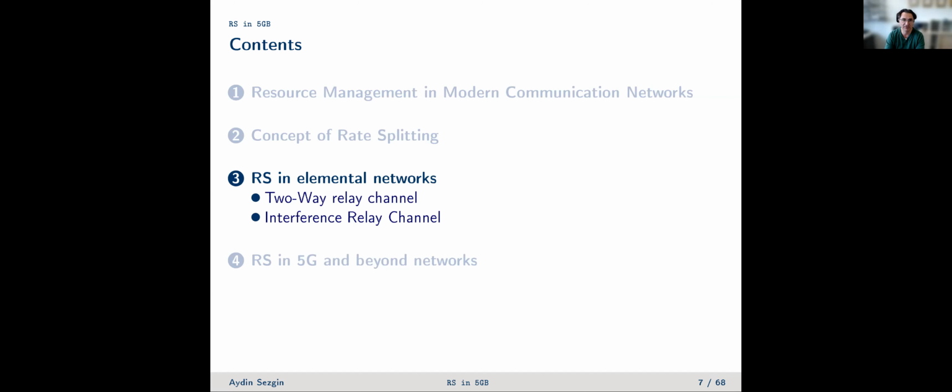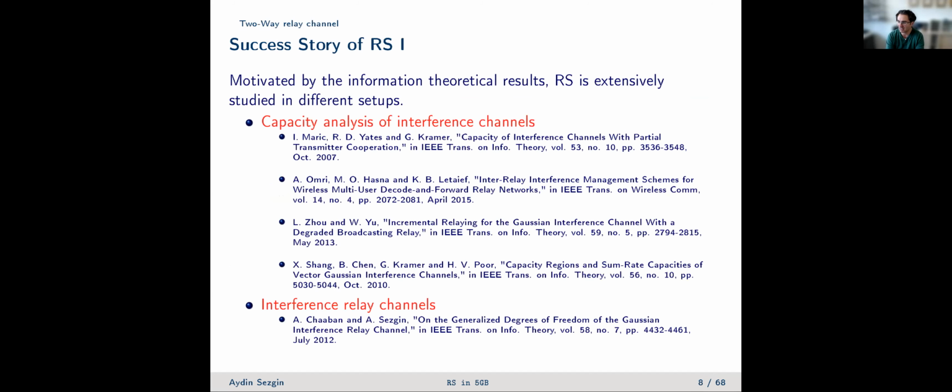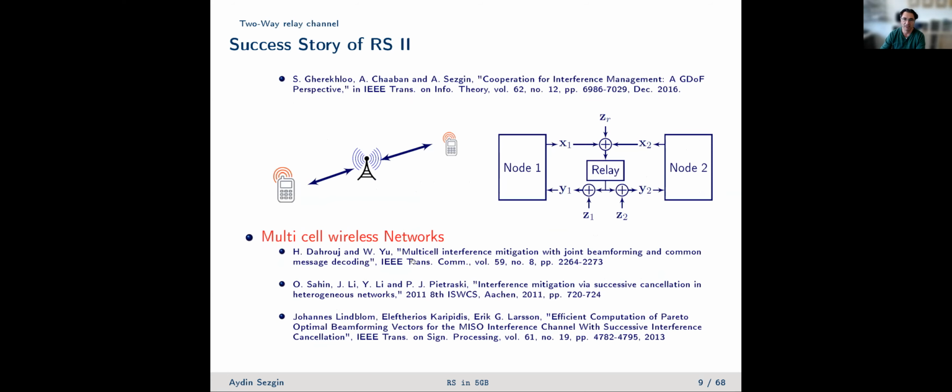Okay, let's get started. So there has been some work after these nice insights on how rate splitting is beneficial. For instance, there has been some work on interference channels in general, and how rate splitting can be used to improve this. There has been also some work on the interference relay channel, which I'm going to briefly discuss, and also multi-way channels. Here is a picture showing a two-way relay channel. There has been also some work on multi-cell wireless networks and the benefits of rate splitting applied there.